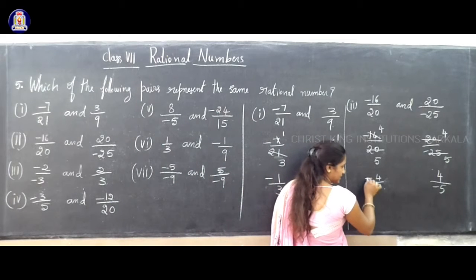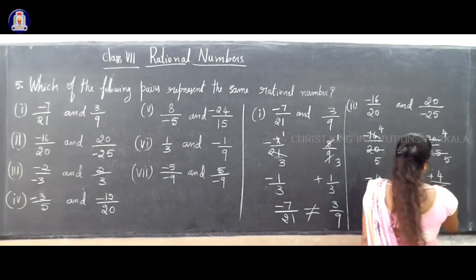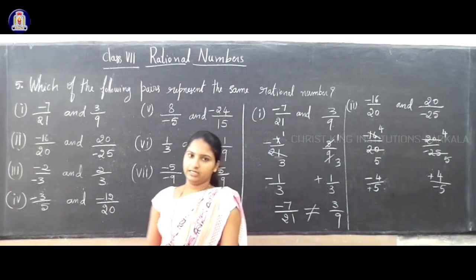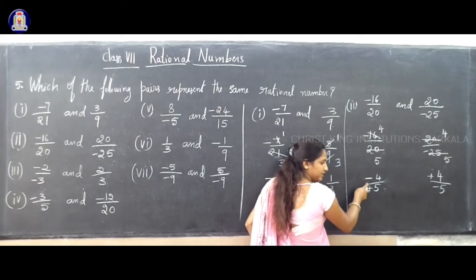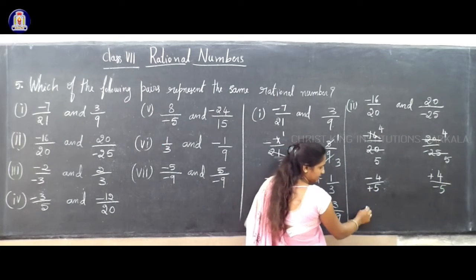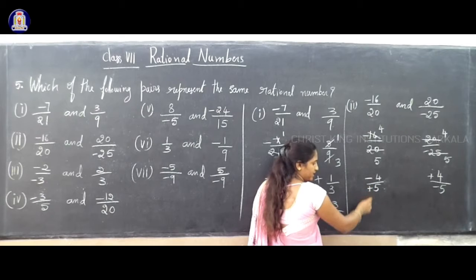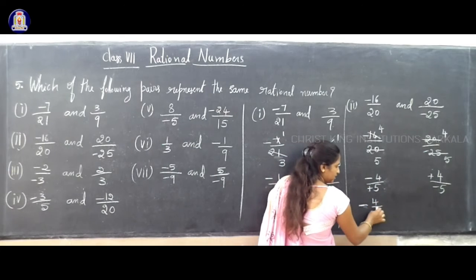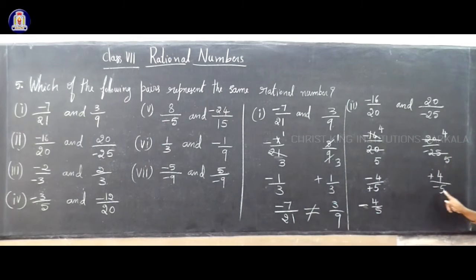Means the sign here is minus in the numerator and plus in the denominator. And here the sign is plus in the numerator and minus in the denominator. So if you apply the rule, plus minus in the division, you can write a minus in the numerator. Plus minus minus, and what is the number? The number is 4 by 5. So minus 4 by 5. And here, plus minus minus, so the number is 4 by 5. See the same, minus 4 by 5 and minus 4 by 5.